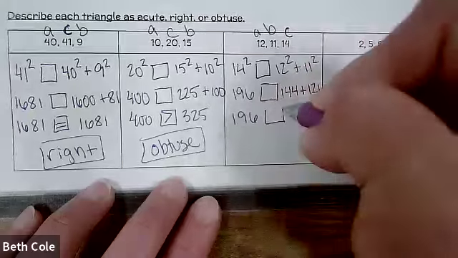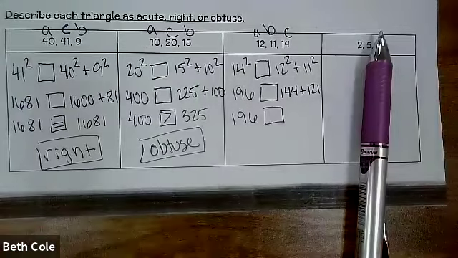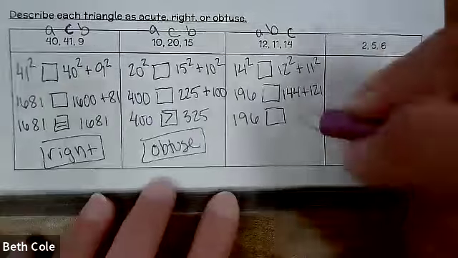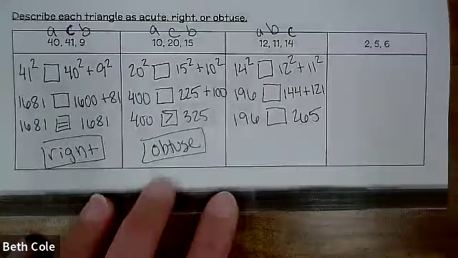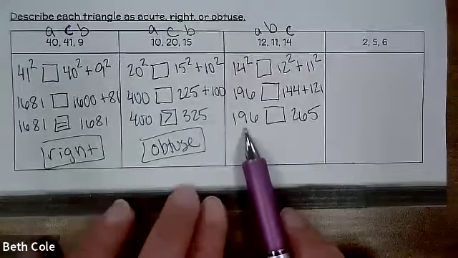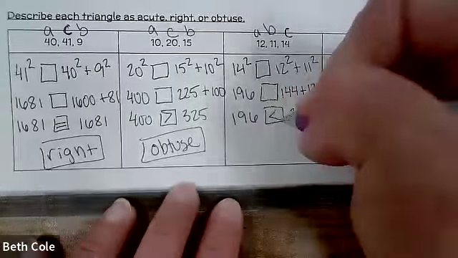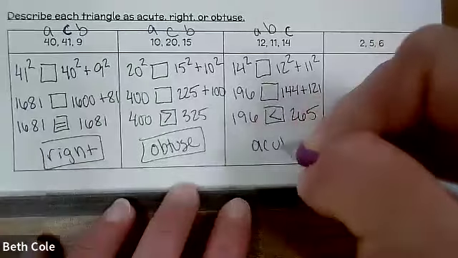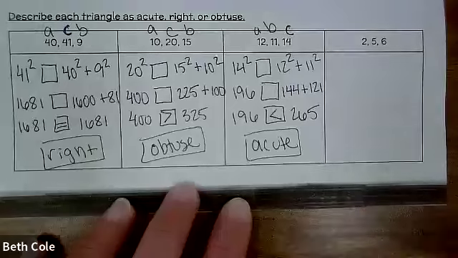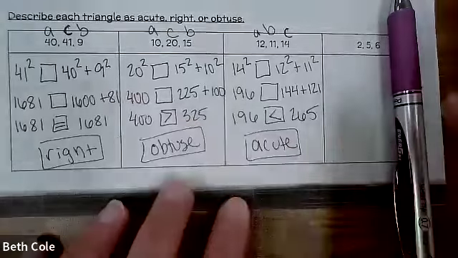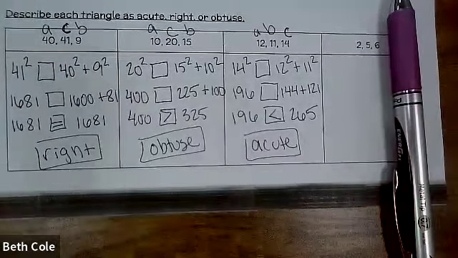So let's see what we get. If we add those together, I got 265. So here's the question. Is 196 bigger or smaller than 265? Smaller, and smaller means acute. So smaller is acute, bigger is obtuse. We did one of each, so I think that's plenty good enough.